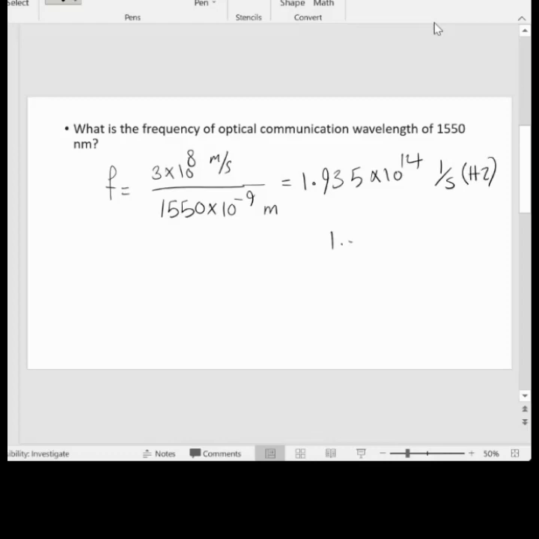So if someone puts 1.9 times 10 to the power of 14, or 1.9e14, that is the correct answer.